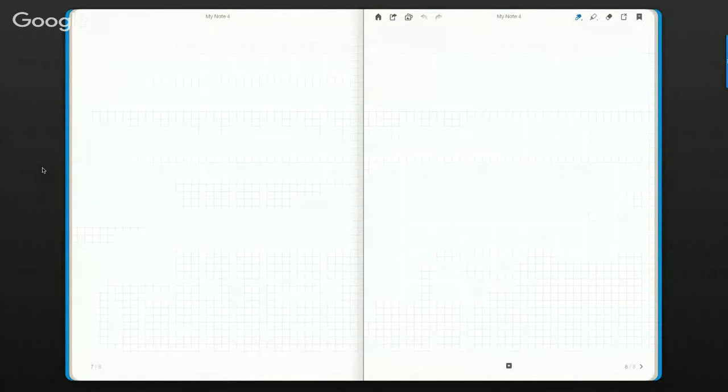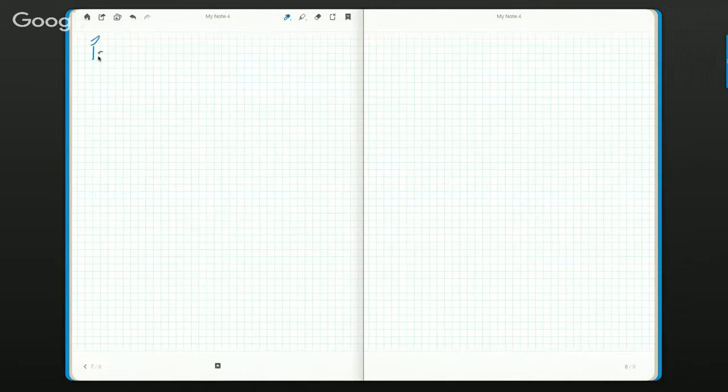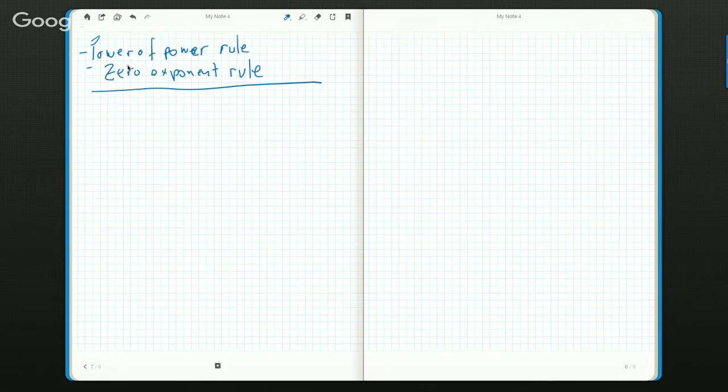and start to learn the two key things today. And that, again, is the power of power rule. And then we're going to learn the 0 exponent rule. The 0 exponent rule. Okay, so let's start off with the power of power rules.